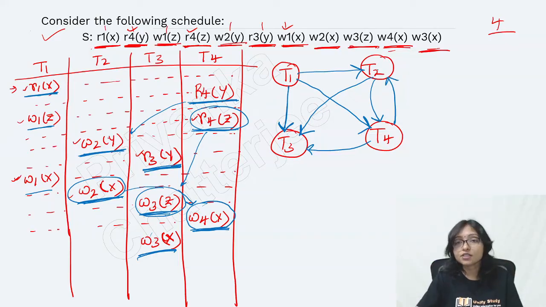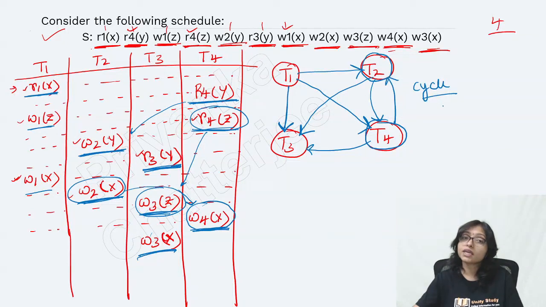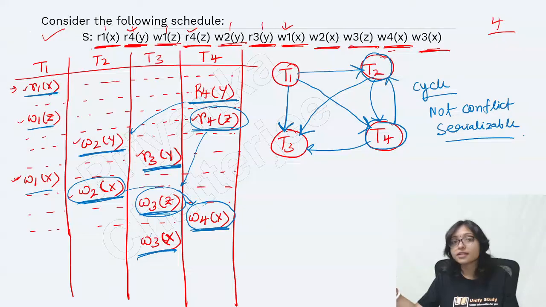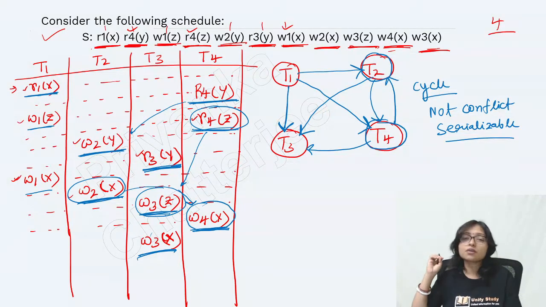The only cycle is between T2 and T4, and whenever there is a cycle, as I told, it means you are not able to make it serializable. So it is not conflict serializable, right? Not conflict serializable. I got the answer. It is not conflict serializable because of the cycle.